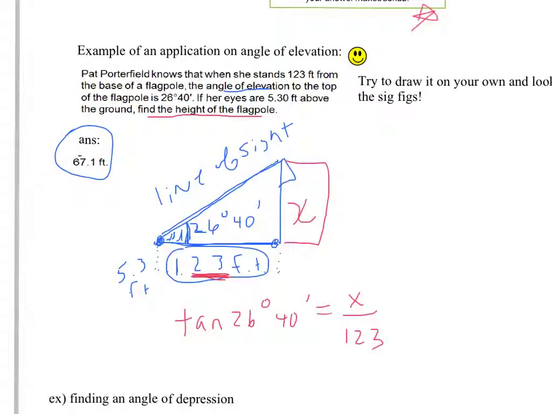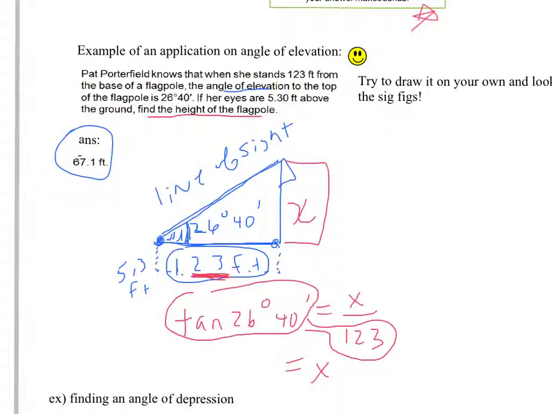Now you know that you could just type this out on your calculator, cross multiply it with 123, and you'll have X. So again, I'll hit pause. You're just typing 123 times tangent of 26 degrees. But know that that's not your final answer. But I'll hit pause as we do that.